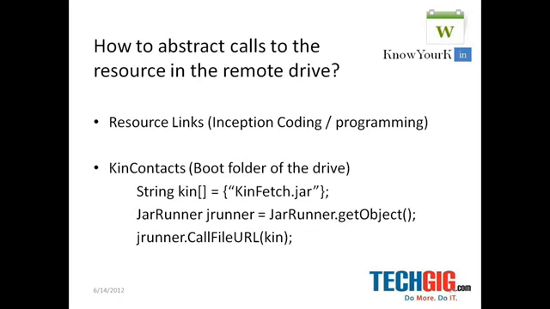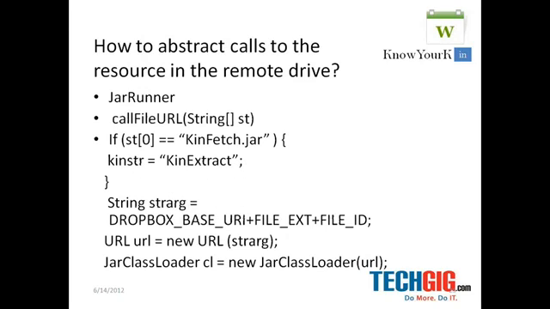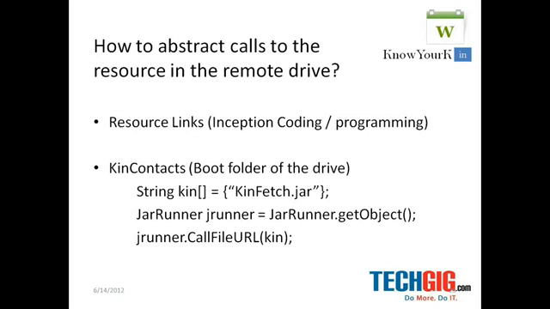So the kin contact is one of the components that you can run from your local drive as well as from the cloud drive. If you run from the local drive, you have a straightforward process where you abstract the string parameter by passing the kin parameter to call file URL, where it runs the jar file to contact these. You pass the parameter where you give kin fetch jar equal to kin extract. Basically, here you abstract the call by passing kin fetch.jar to kin extract.jar.